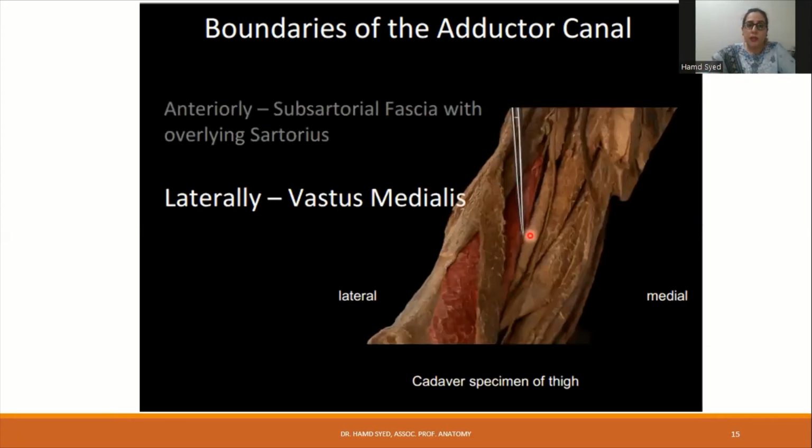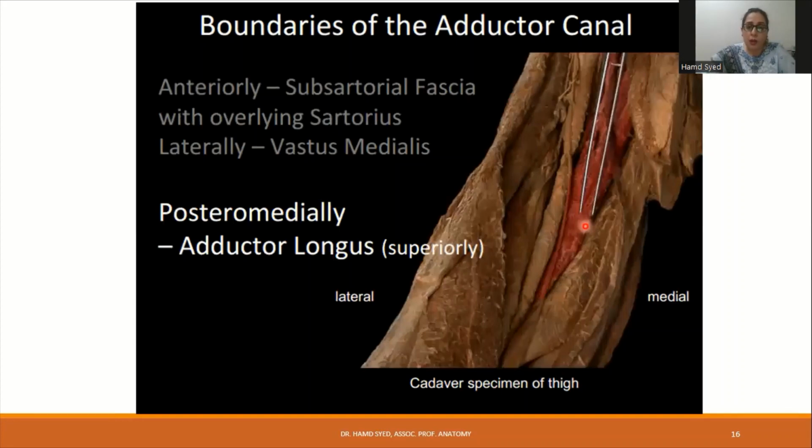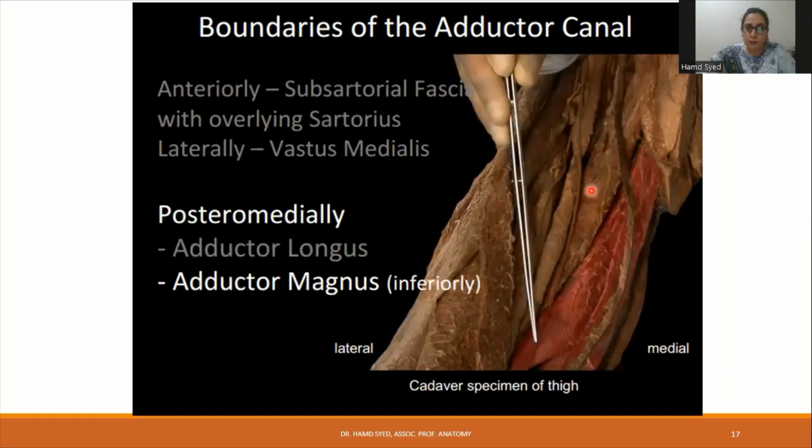And if we look at its lateral boundary, the lateral boundary is formed by this muscle over here highlighted in red. This muscle is the vastus medialis. So vastus medialis is forming the lateral boundary of the adductor canal. Whereas posteromedially, the boundary of the adductor canal is formed by the adductor longus muscle superiorly, and this here adductor magnus muscle inferiorly. So this here is the adductor longus and this here is the adductor magnus on the medial aspect of the thigh. They are forming the posteromedial boundary of the adductor canal.